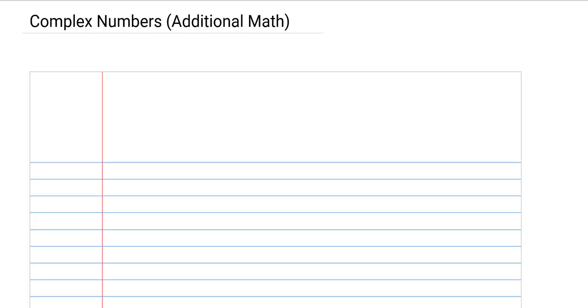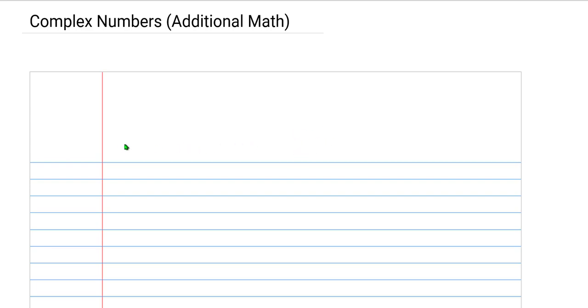This is ACT Math. ACT Math Additional Concepts, Complex Numbers. Complex numbers show up not all that frequently on the ACT. Fortunately, when they do show up, if you know some pretty basic information about complex numbers, the complex numbers questions that do show up are actually rather simple and can usually be answered rather quickly as well.